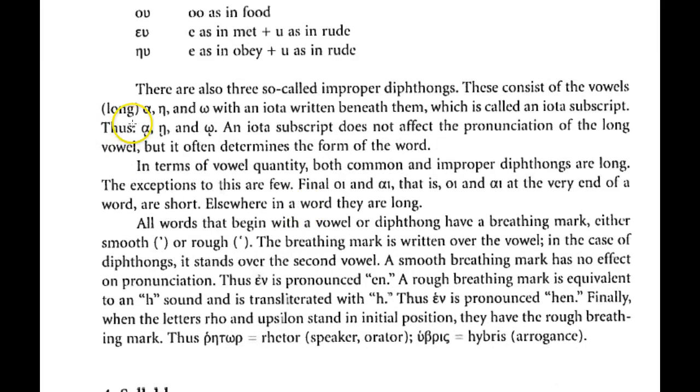You'll also encounter, as we work through even lessons 2 and 3, a strange letter combination, the vowels alpha, eta, or omega, with a little tiny iota written underneath that vowel. That is a vestigial diphthong. It appears to have dropped out of pronunciation but been retained in writing.